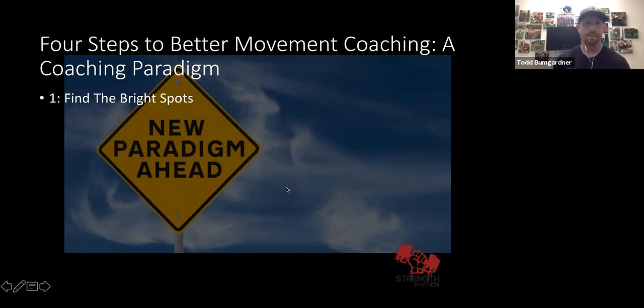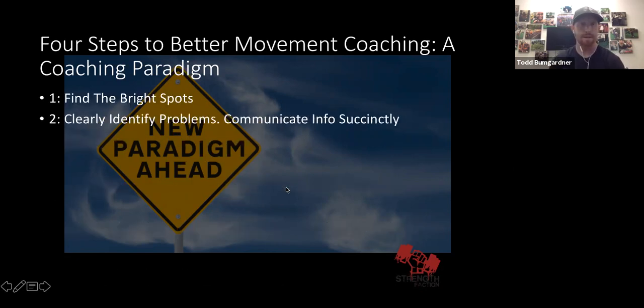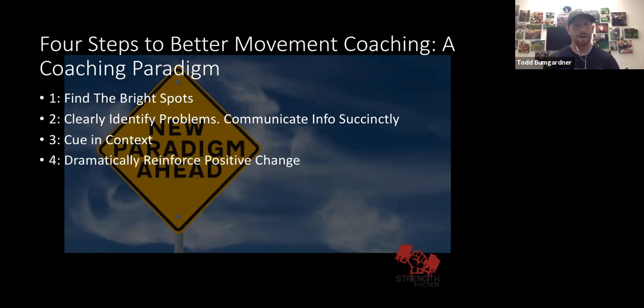So the first thing we always do is find the bright spots. We want to make sure that we're giving people the information in a way that's packaged well and tightly, and holds a lot of information in a small package. So we want to clearly identify problems and communicate succinctly. We're always going to cue in context, and context means environment with the individual, all of that, and we'll walk through it. And then we're going to dramatically reinforce positive change. So these are the big four pillars of the coaching paradigm.